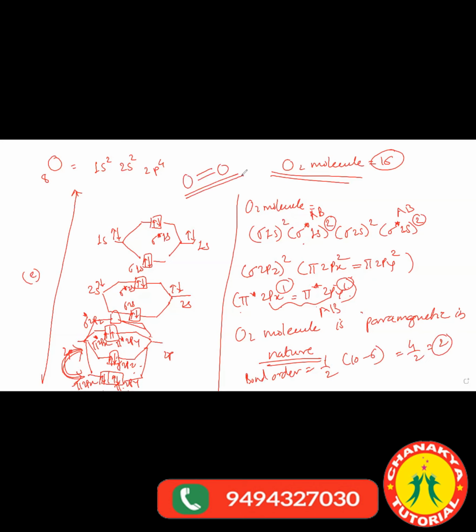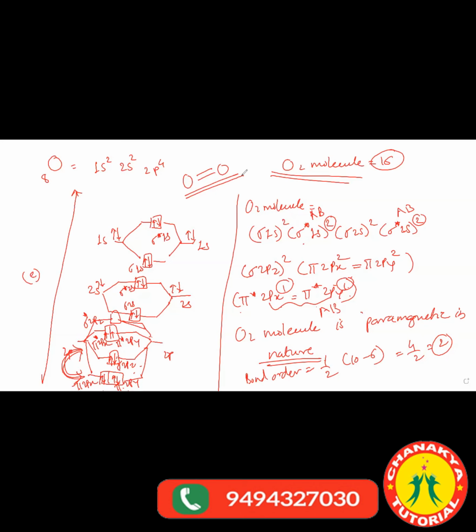Okay, fine. Any query? If there is anything in your mind not understood, then let me know. The O2 molecule should be paramagnetic, and the prediction corresponds to the experimental observation. Right? Yes. So the same you have to do for the fluorine molecule. Let me see whether you're able to do it or not.